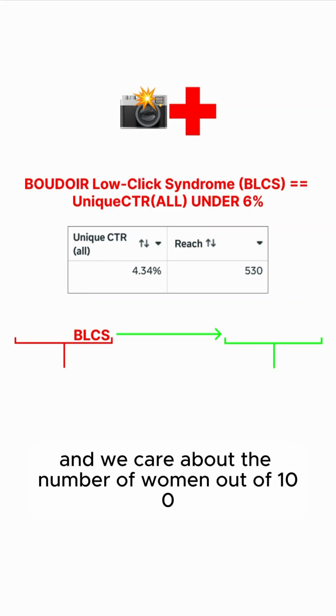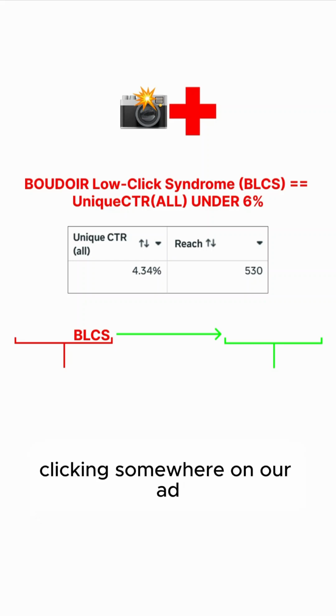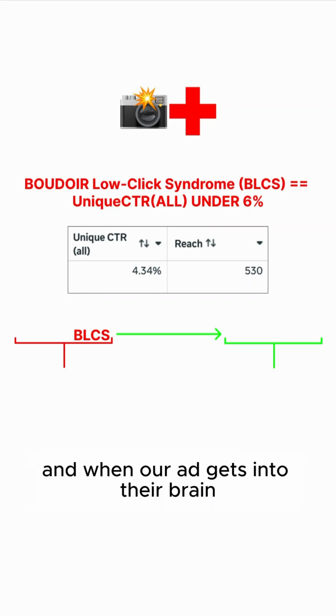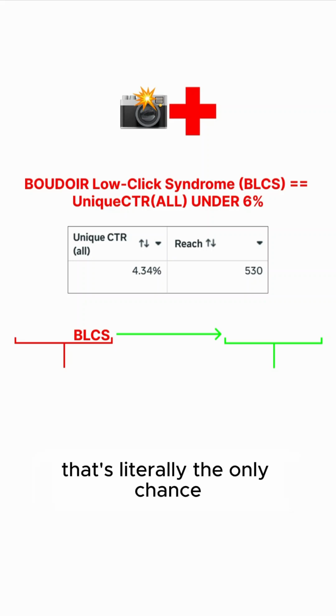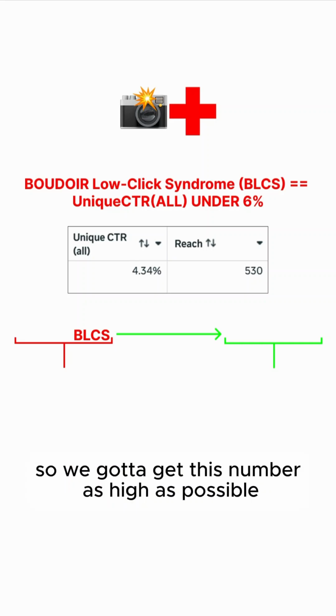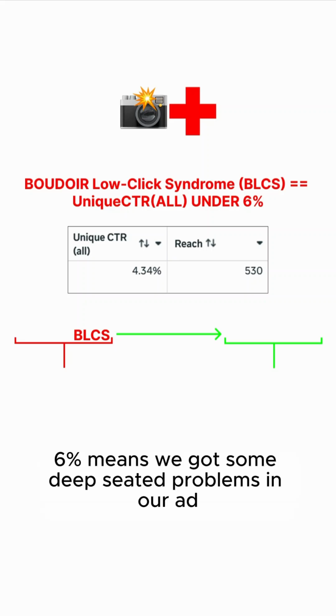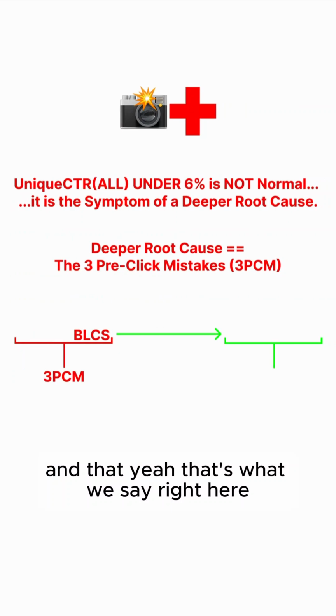And we care about the number of women out of 100 clicking somewhere on our ad because then we know our ad got into their brain. And when our ad gets into their brain, that's literally the only chance we have at them buying from us. So we got to get this number as high as possible, definitely above 6%, because 6% means we got some deep seated problems in our ad. And yeah, that's what we say right here.